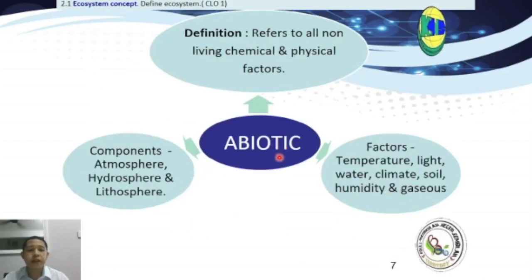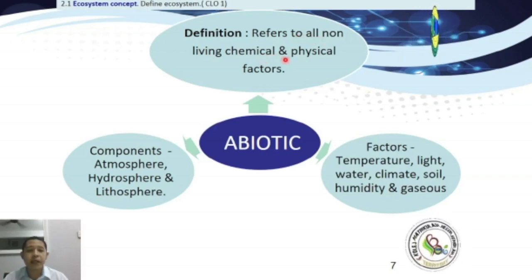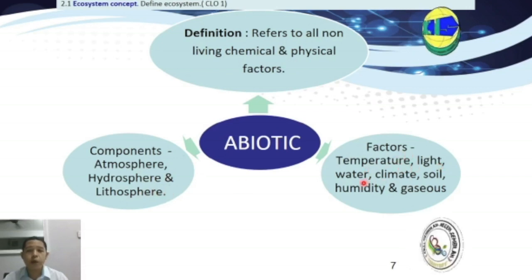The second factor is abiotic factor. Abiotic factor refers to all non-living chemical and physical factors. The components include atmosphere, hydrosphere, and lithosphere, while the factors are temperature, light, water, climate, soil, humidity, and gases.